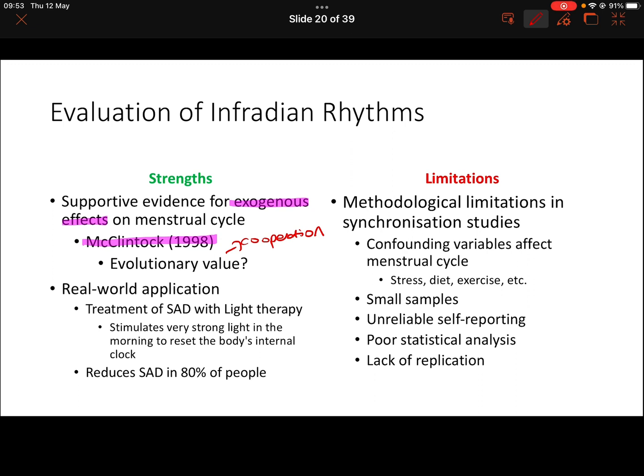Now, these theories are absolutely rubbish. They're post hoc. They're not based on any evidence. They're just speculation, so please don't take them seriously as any sort of scientific theory. But that's the idea behind McClintock's research in terms of synchronization of the menstrual cycle. So let's take a look at all of the issues with McClintock's research into synchronization.